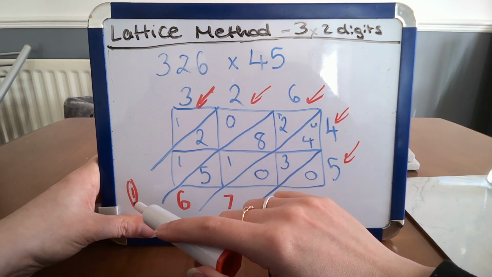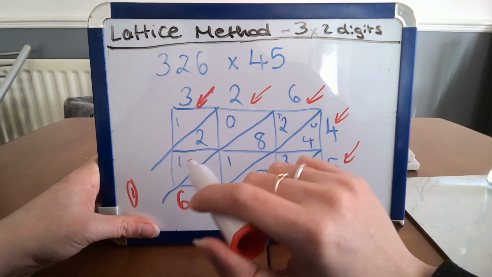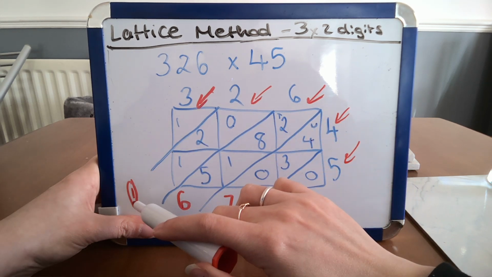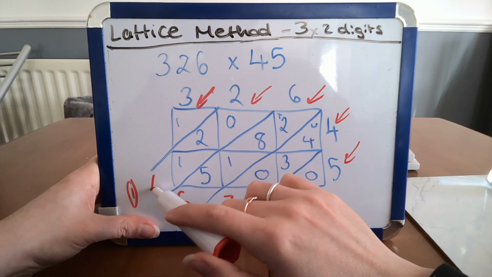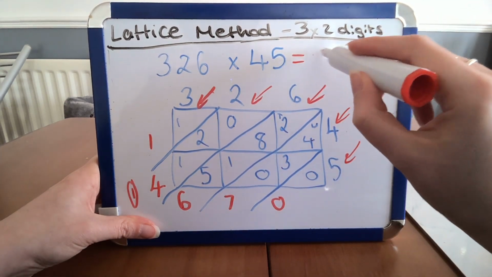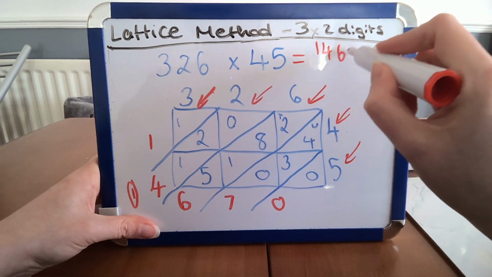I put it in a little bubble to show that it's been carried over, and you add it with this column. So 0 plus 2 plus 1 plus 1 makes 4. 1 on its own makes 1. So the answer is 14,670.